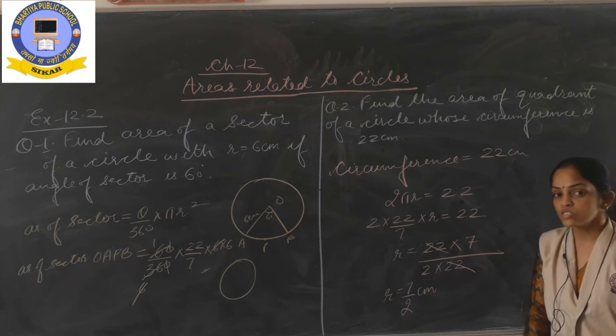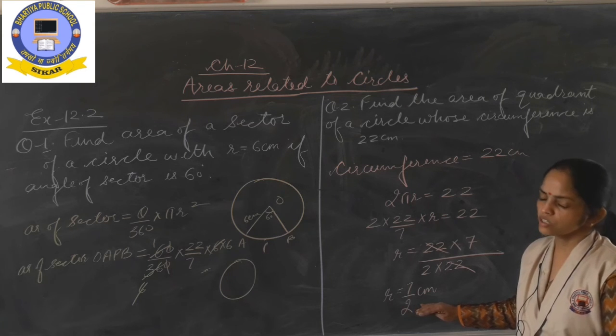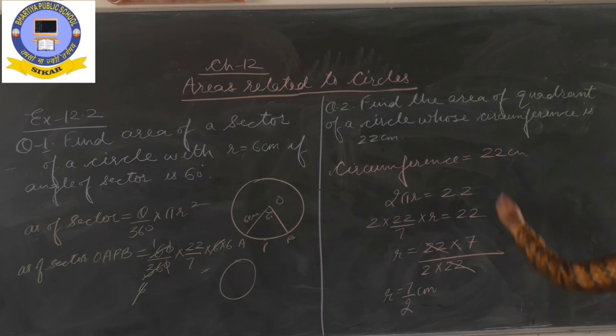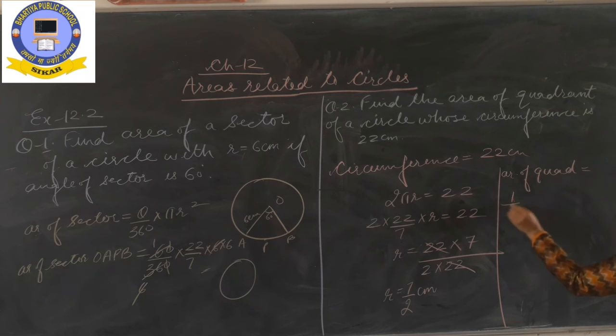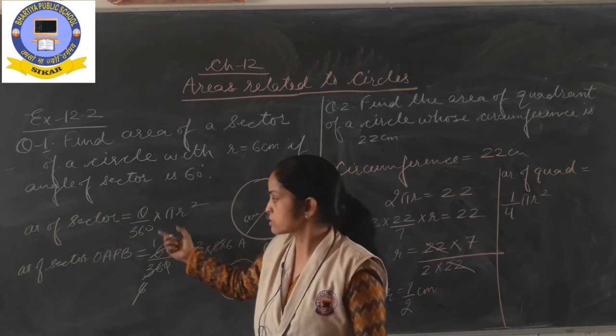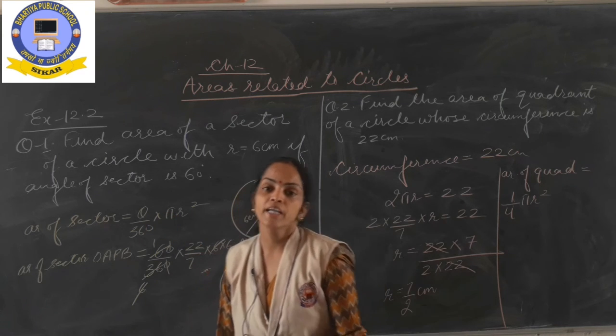Radius is 7 upon 2 centimeter. No need to convert it into decimal. If you want to convert, you can, but I think there is no need to convert in decimal. Now you got the radius. Now in the next step you need to find out the area of quadrant. So area of quadrant is equal to 1/4 of pi r square. Directly you can apply this formula, or if you want to go with the sector formula, then also no issues. Theta upon 360 into pi r square, and then theta will be replaced by 90.